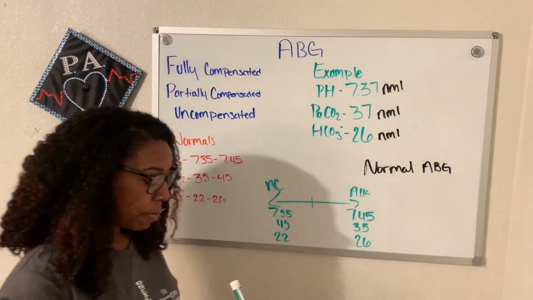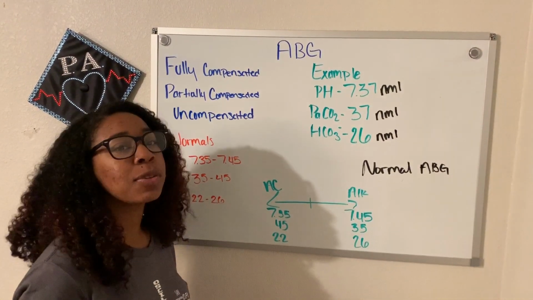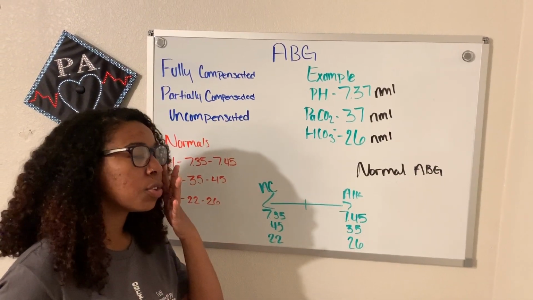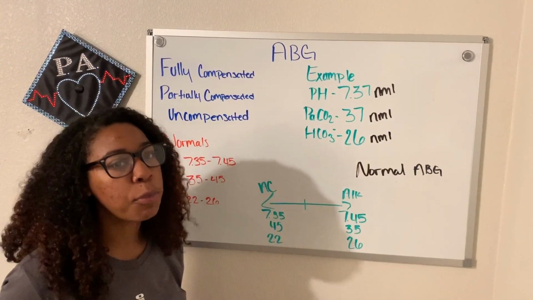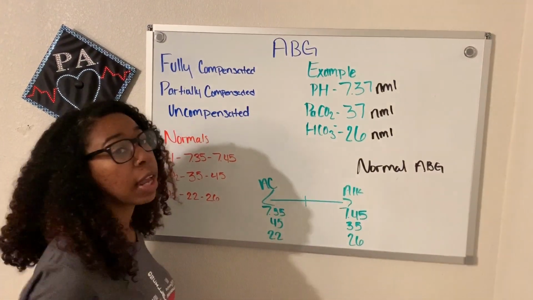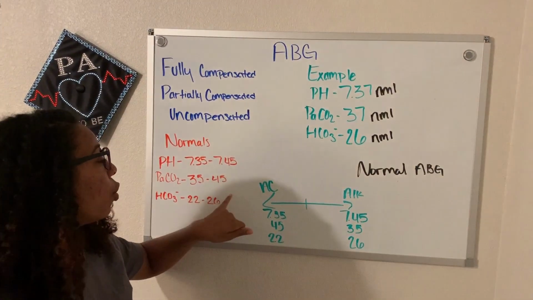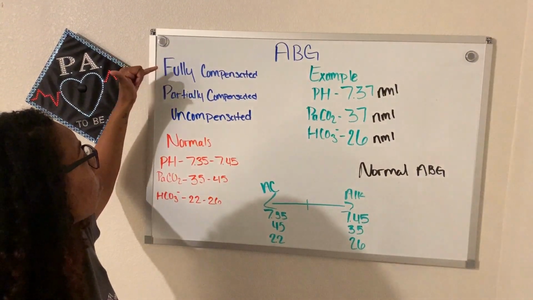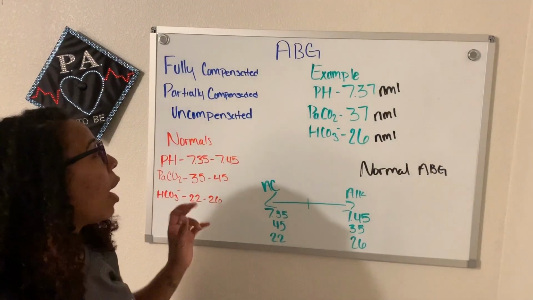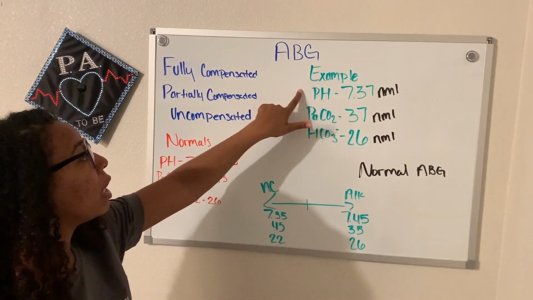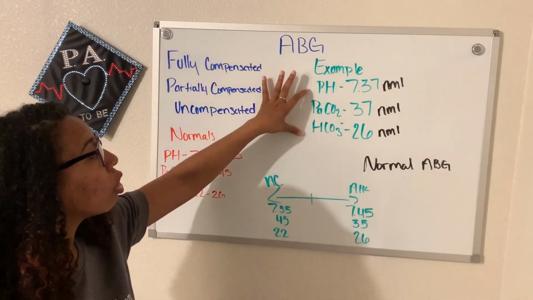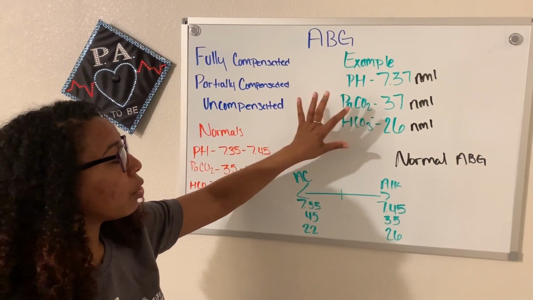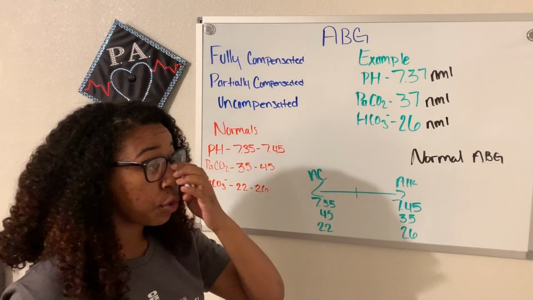I know that seemed easy, but guys, you have to remember, sometimes when we look and see that something is always abnormal, we want to see that a normal one is abnormal. So you have to make sure you're practicing your normal ABGs. And it's imperative that you know your normal ranges. So make sure you know your normal ranges and make sure you understand fully, partially, and uncompensated. Once again, fully is when the pH is normal. Partially is when all three values are abnormal. Uncompensated is when either PaCO2 or HCO3 are normal.